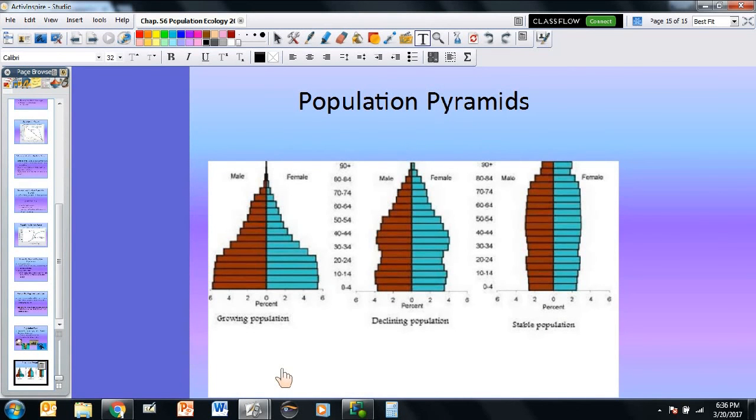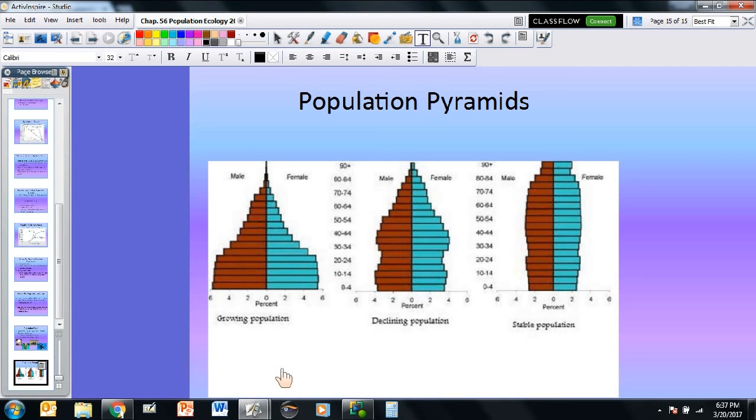Biologists will often put the information that they have gathered through calculating population growth and by observing populations on a population pyramid. Population pyramids are divided in half, with male on one side and female on the other, and then it's divided into individual bars showing age. This particular graph is for humans, but can be used for any type of organism.